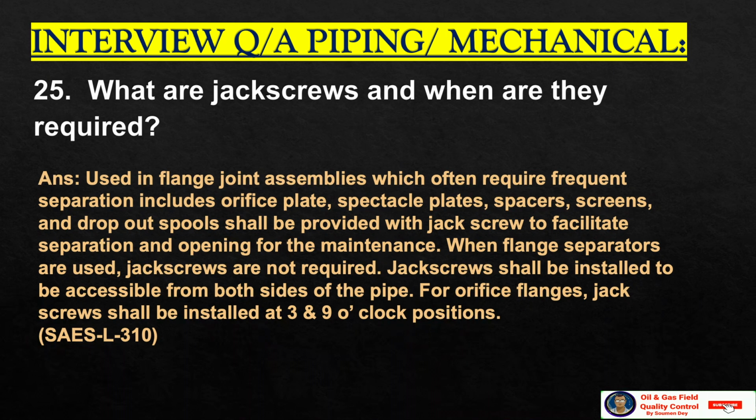Jack screws shall be installed to be accessible from both sides of the pipe. For orifice flanges, jack screws shall be installed at the 3 and 9 o'clock positions. SAES-L-3110 is the reference.